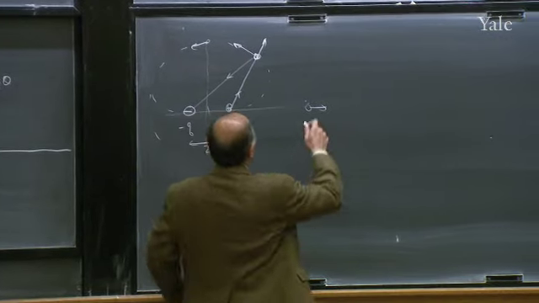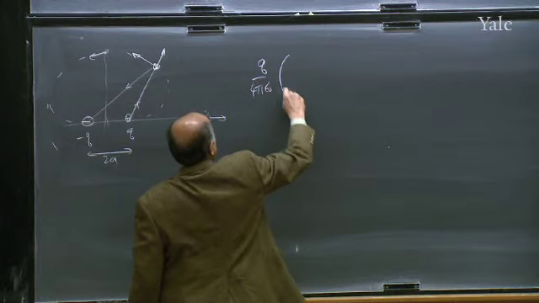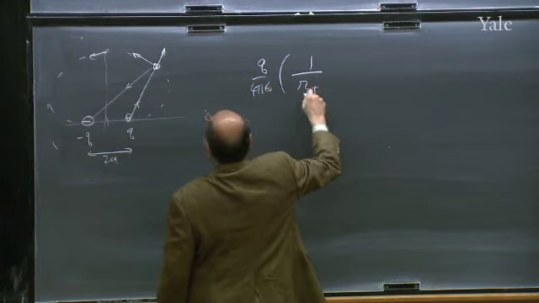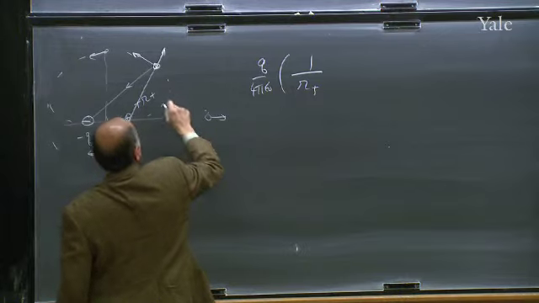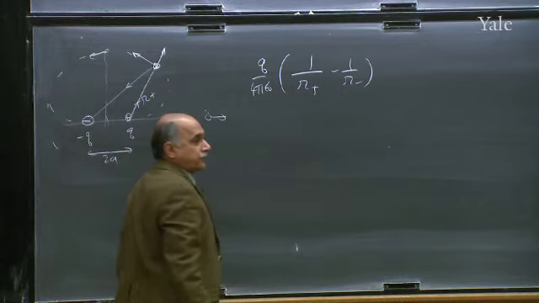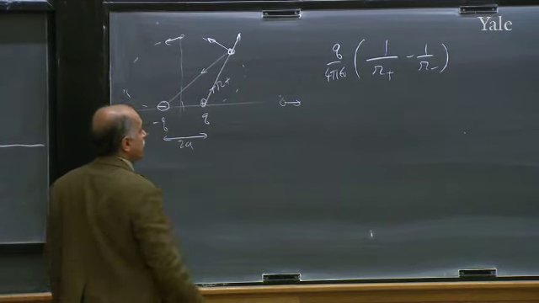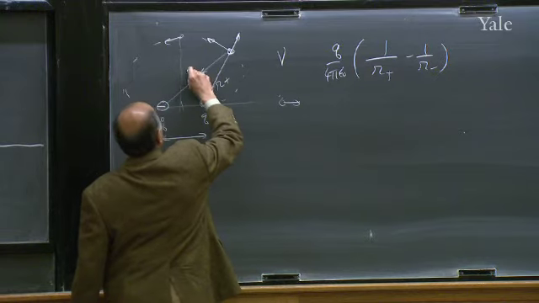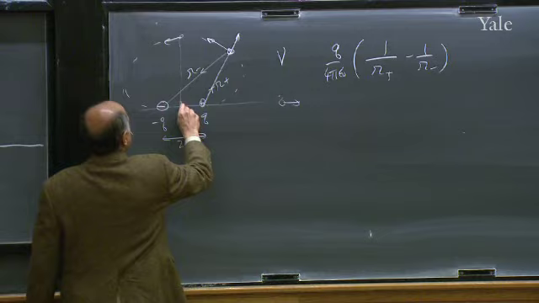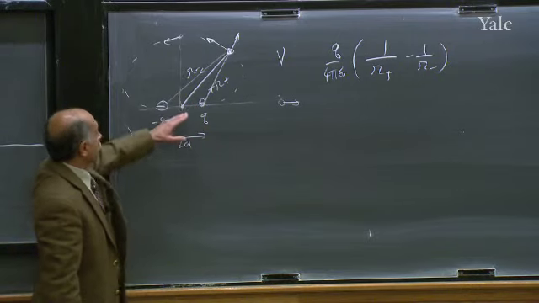So what's the V here? You remember it's q over 4 pi epsilon 0 times 1 over r plus, where that is the length, minus 1 over r minus. That's it. No arrows, nothing. That's the total V. This is r minus. Let's define r to be the distance from the center.